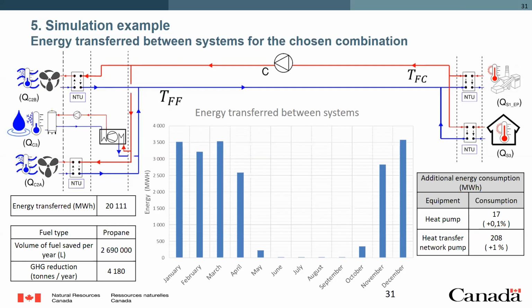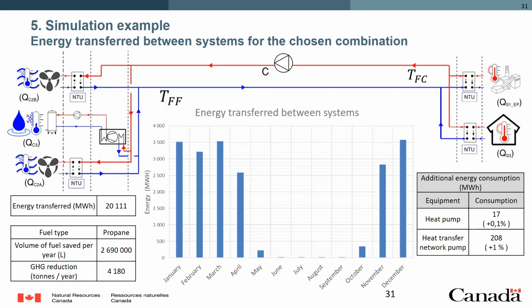And you'll have your profile over the year for energy transfer. There's also the summary of the additional energy consumption incurred by the heat pump, which is 17 megawatt hours, accounting for 0.1% of the total energy transfer, and the heat transfer network pump, which is 208 megawatt hours, which is only 1% of the energy transfer.